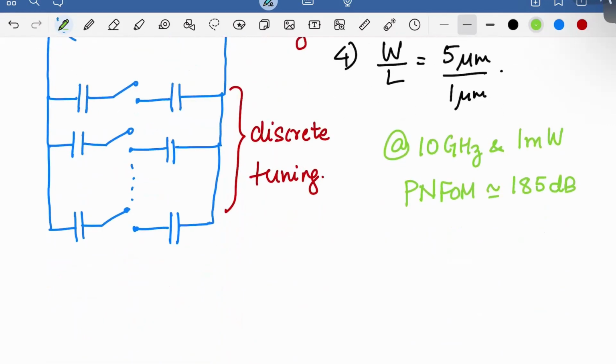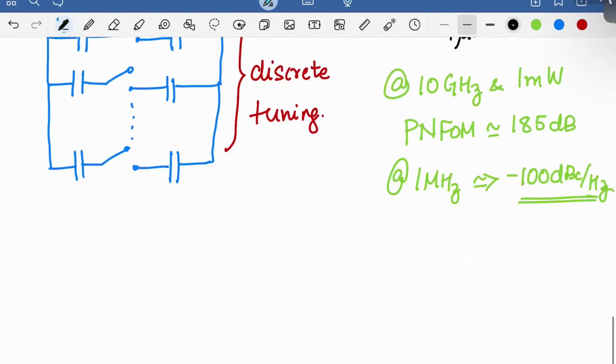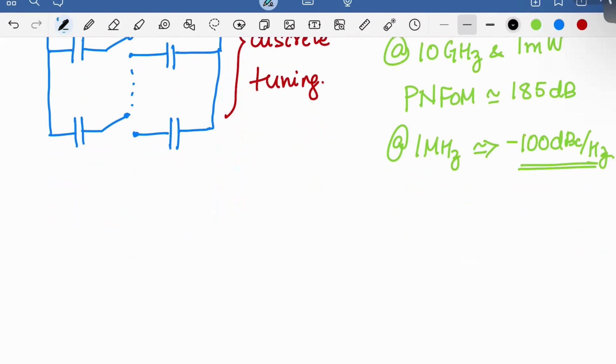So around 1 megahertz offset corresponds to around minus 100 dBc per hertz, and we'll try to hit that number. Okay, so I'll say at 1 megahertz offset, we want around minus 100 dBc per hertz. And we'll see how close we can get to this. This is a good number. It's not great, it's not state of the art, but it's still good. Okay, so let's get started with the design. So let's set some parameters, right?